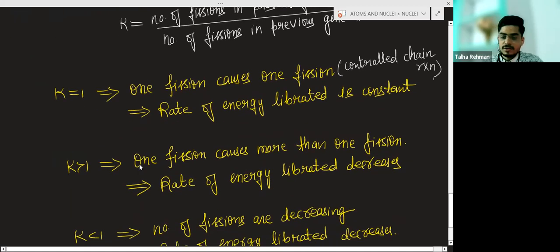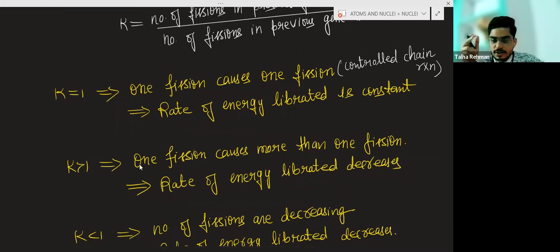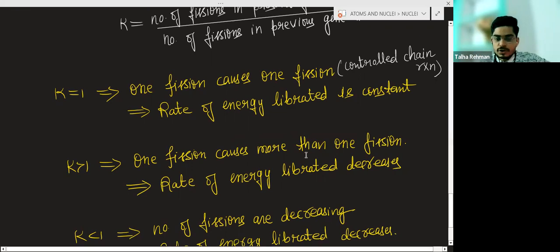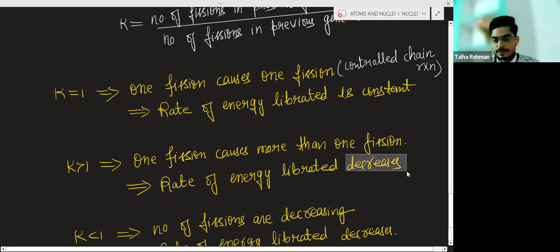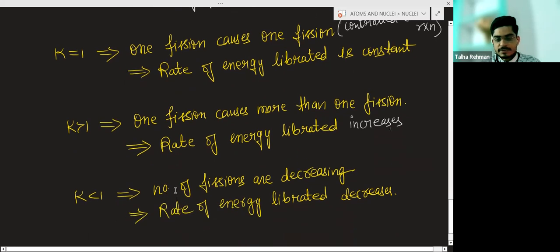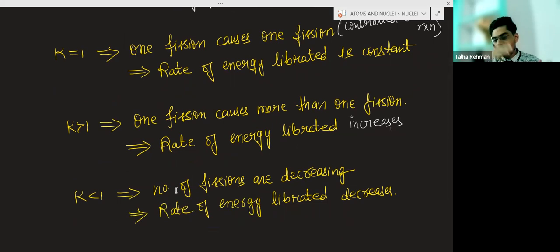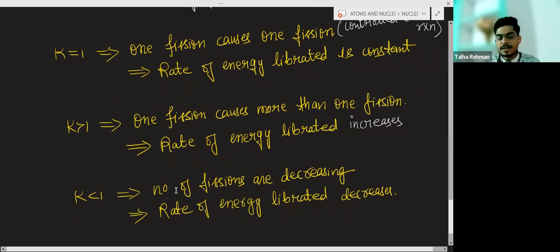If K is greater than 1, means uncontrolled chain reaction. By one fission, there will be more than one fission. So one fission causes more than one fission. Uncontrolled chain reaction, and we know that large amount of energy will be released in less time. So rate of energy liberated increases. K is less than 1 means earlier there are 3 fissions taking place. After that, 1 fission is taking place. So basically energy liberation will decrease or number of fission will decrease.